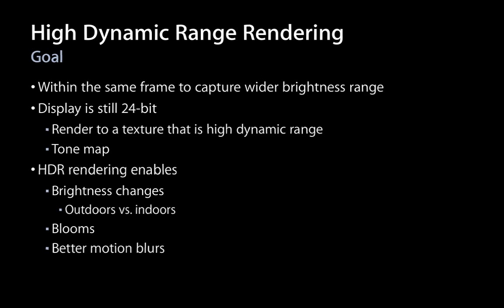High dynamic range rendering enables things like the effect of going from indoors to outdoors, where your eye has to adjust to the exposure difference, and you don't see anything at the beginning, and then you start seeing the detail. You can capture those kinds of effects. You can also have very nice blooms with HDR rendering capabilities. And it's also a deeper buffer, so you can do accumulations and have better motion blurs and things like that. It's a 16-bit float buffer, so you can even do scientific computation if that's what you need to do.